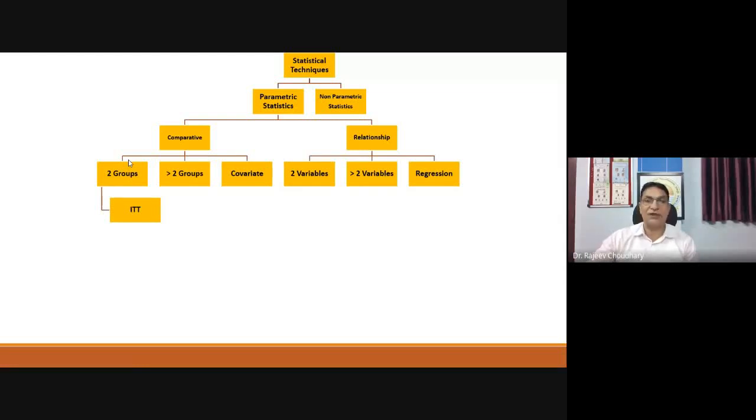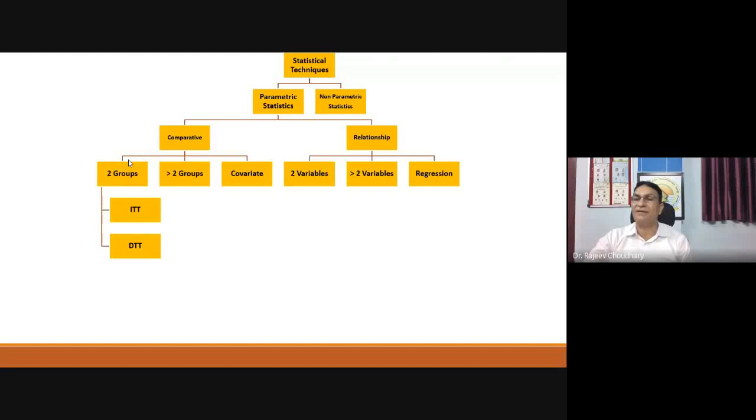Let's proceed to the application of second type of t-test, that is dependent t-test. I have said earlier that independent t-test is used to conduct survey studies. What type of survey? Comparative survey. And this dependent t-test is used to conduct experimental study.